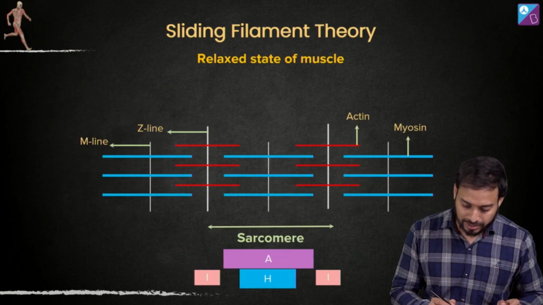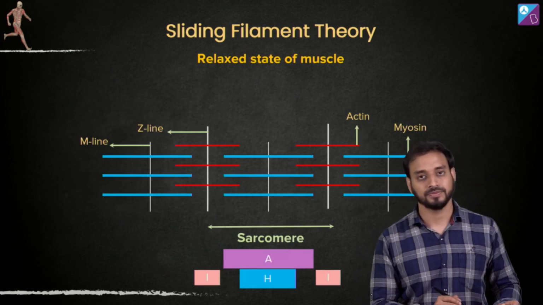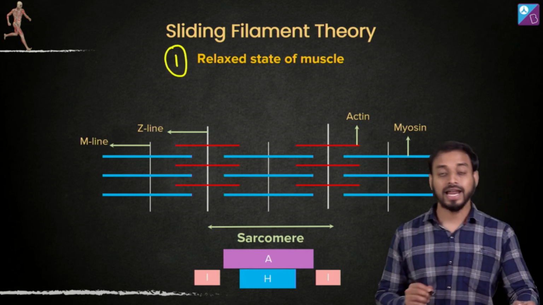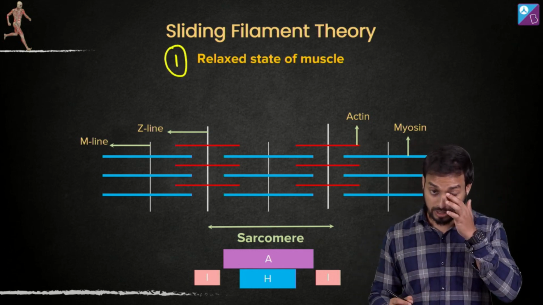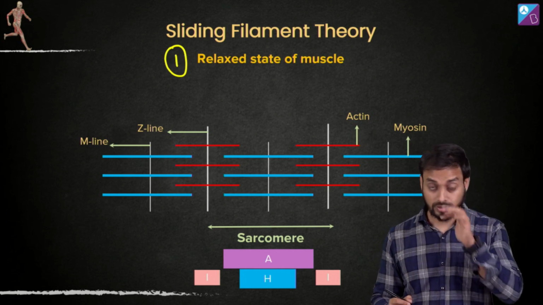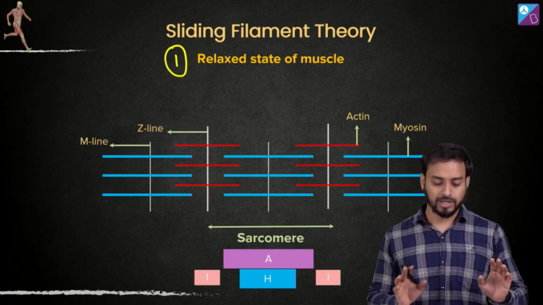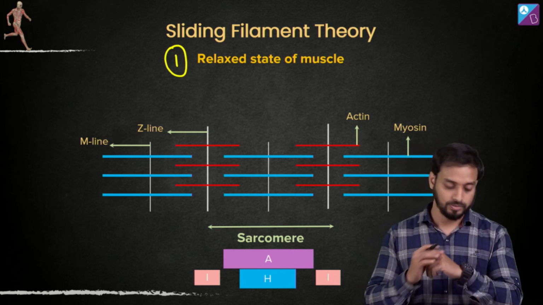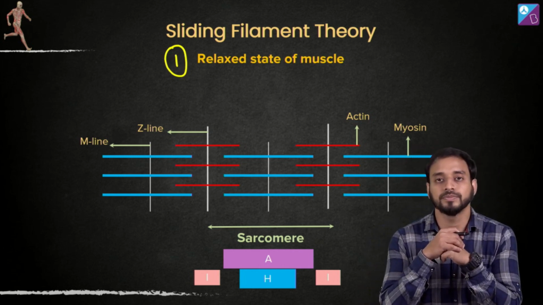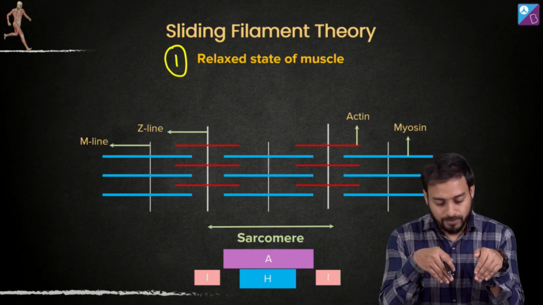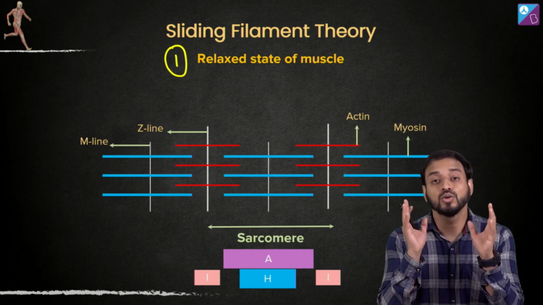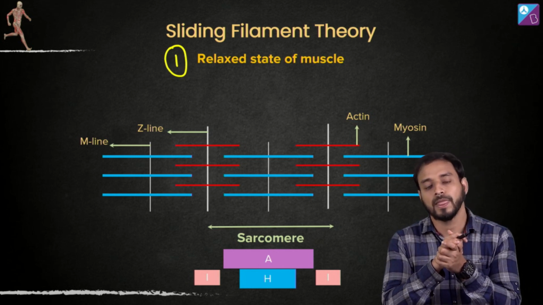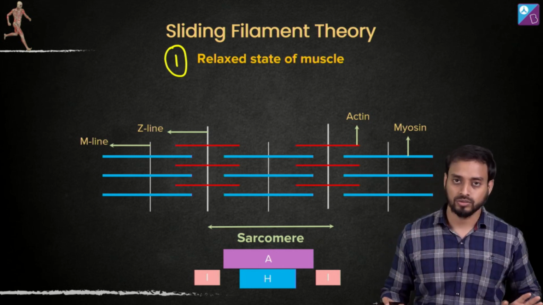Okay, now let's study the sliding filament theory. First let's see what is happening in the relaxed state of the muscle. What is happening in the relaxed state of the muscle? Please do it yourself. We will try to do it together. I will show it here on the slides, and you try to do it. Just take a notebook, pen, paper. First make this structure.